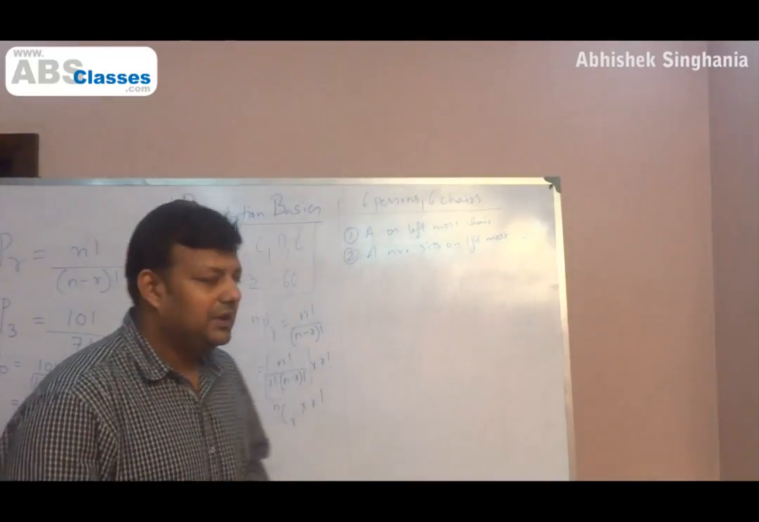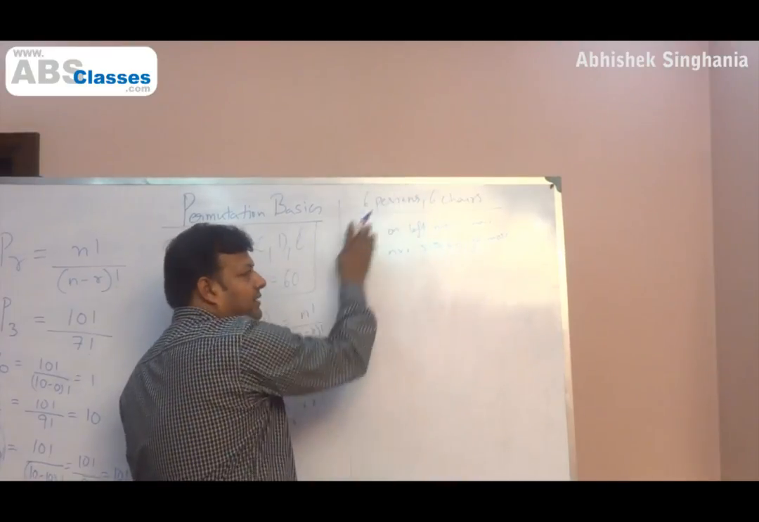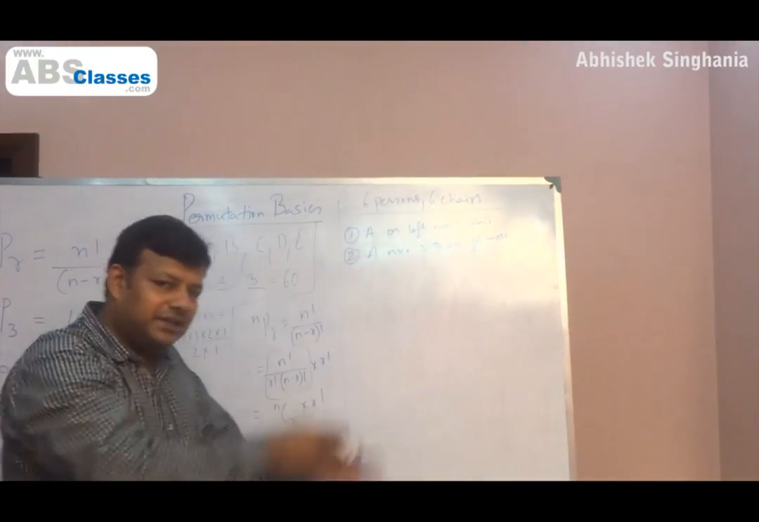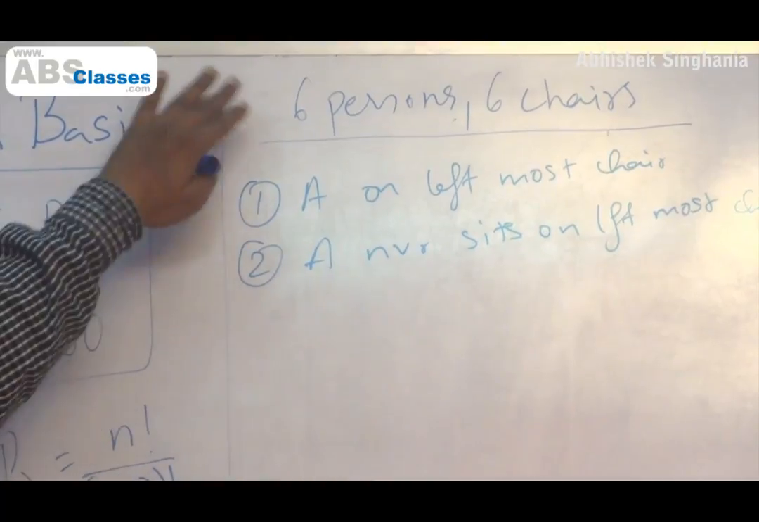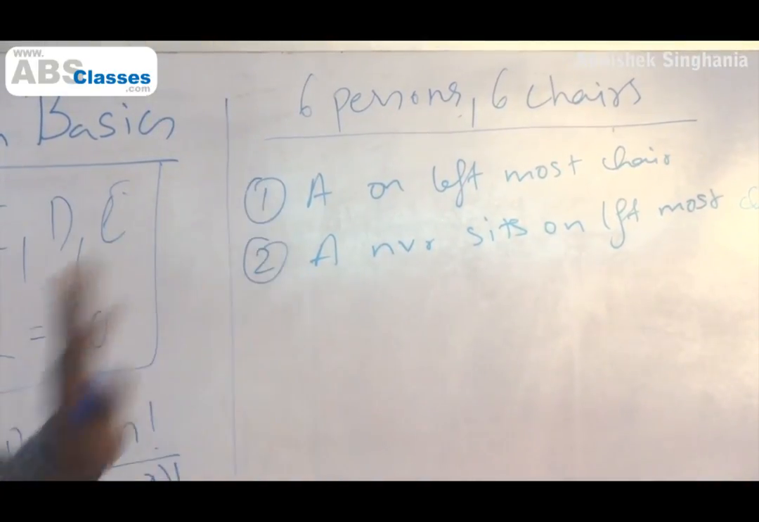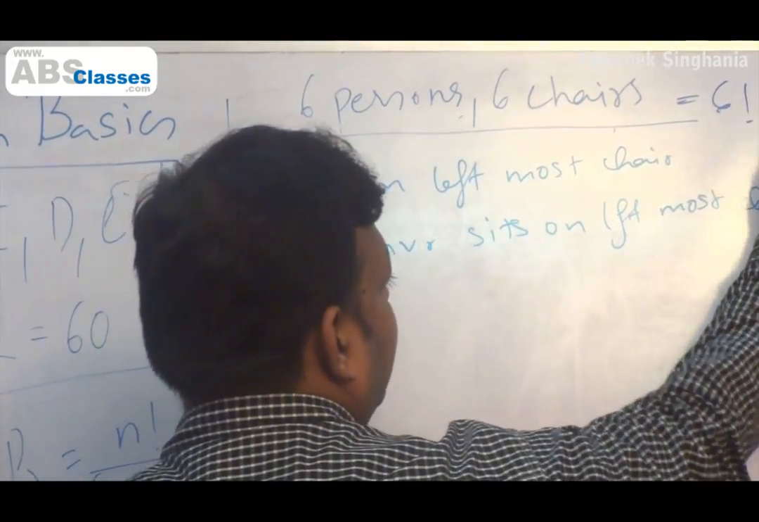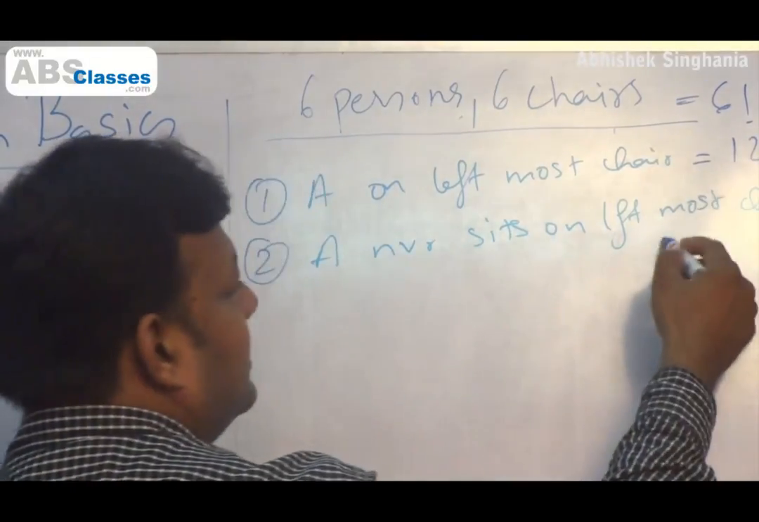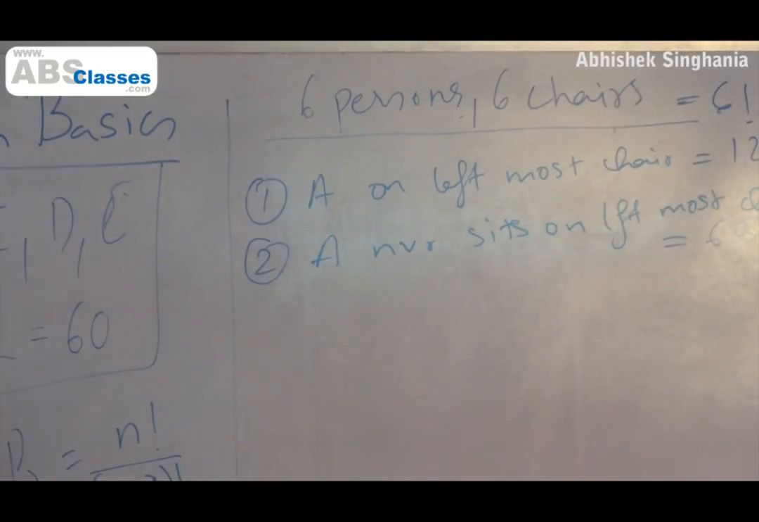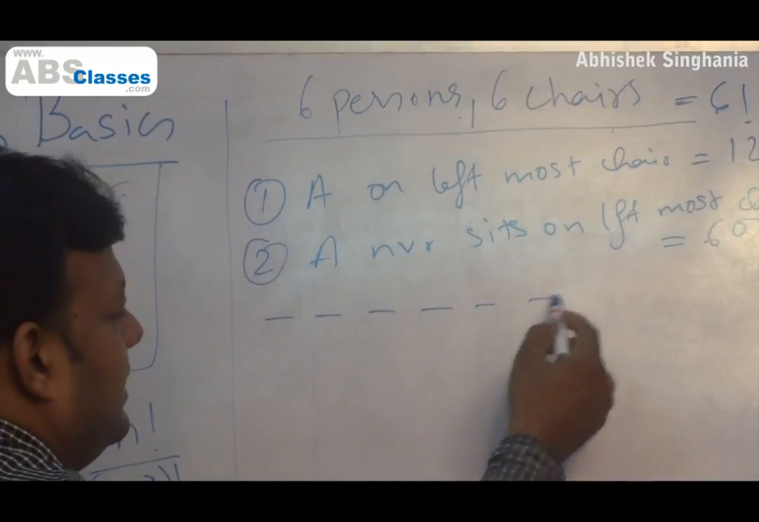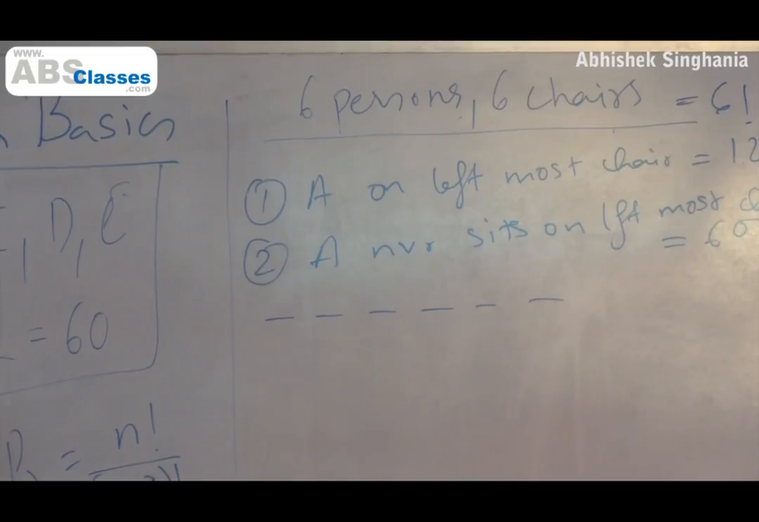So the number of ways in which A never sits on the leftmost chair will be total cases minus the first case, because A either sits on the leftmost chair or does not sit on the leftmost chair. Nothing else in this universe is possible. So total cases minus A on leftmost chair will have to give me my answer. So my answer will be 6 persons, 6 chairs, 6 factorial or 720, minus 120, which is 600. An alternative way to solve this could have been that there are 6 chairs. I know A does not sit in the first chair, but my first chair will not be vacant. Someone has to sit. So without A, how many choices do I have? 5.